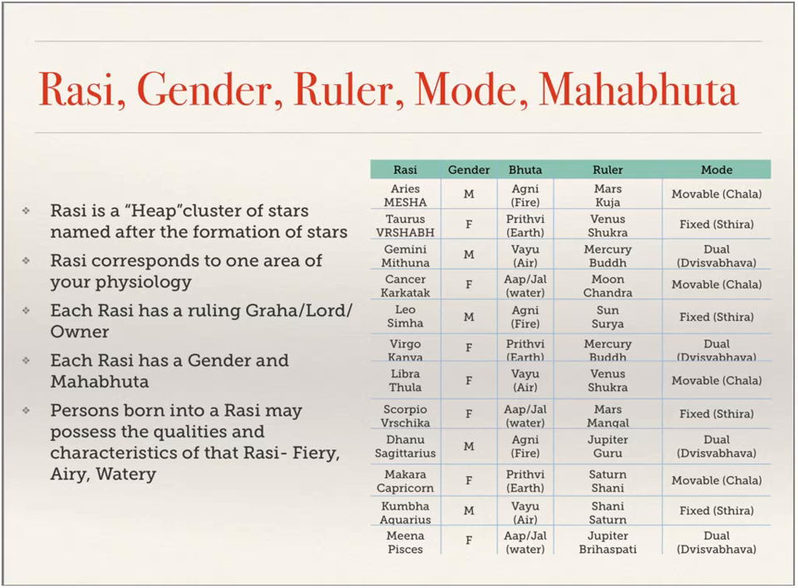I made this chart just to show you at a glance the gender, the Mahabhuta that is associated with the Rashi, its natural ruler, and its mode of movement. Again, this is a technical concept of whether a Rashi is a Chala Rashi, a Sthira Rashi, or a Dvisvabhava Rashi. I just wanted you to be aware of another characteristic of a Rashi. Know that each Rashi corresponds to one area of physiology, each Rashi has a lord or ruling planet, and each Rashi has a gender.